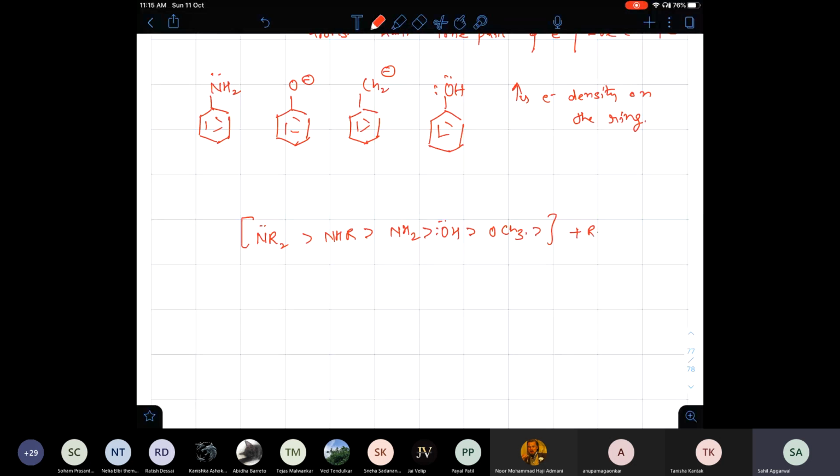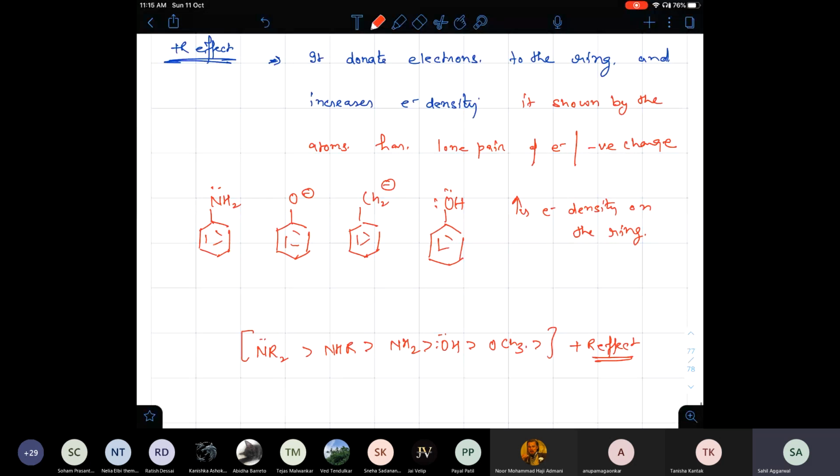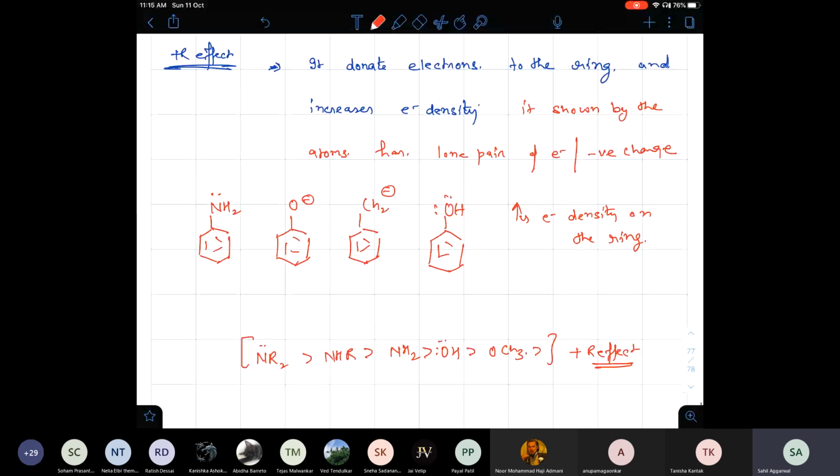ये प्लस आर का इफेक्ट हो गया. That was for minus R. Understood? Any doubt in plus R and minus R?